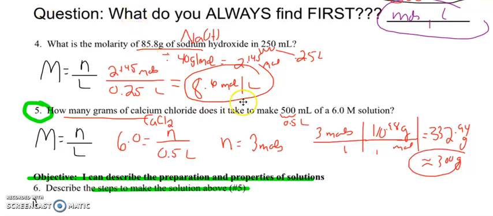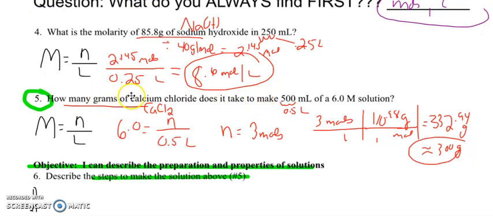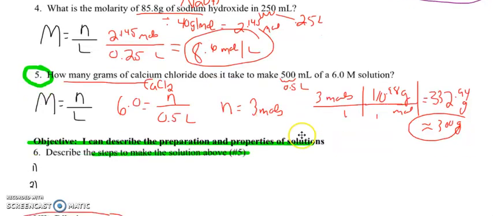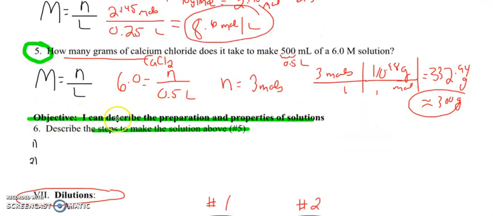Okay, guys, so we're picking back up in the middle of page 6. So we just solved for how many grams it would take of calcium chloride to make a 500 milliliter 6 molar solution. So our objective now is to describe the preparation and properties of solutions.